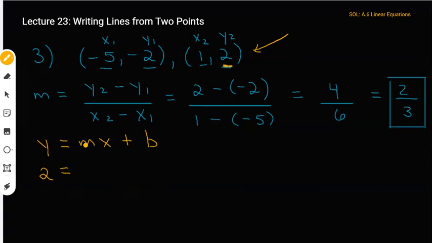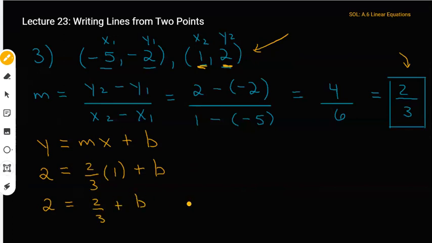Now I need to know what my m value is. We found m over here. It's 2/3. Next, I need to know what my x value is. My x value always comes first in an ordered pair. That's going to be the positive 1. So I'll put that beside m. And then the plus b, I'm not sure what that is yet, but we're about to figure out what that is. 2/3 times 1 is going to give me 2/3.